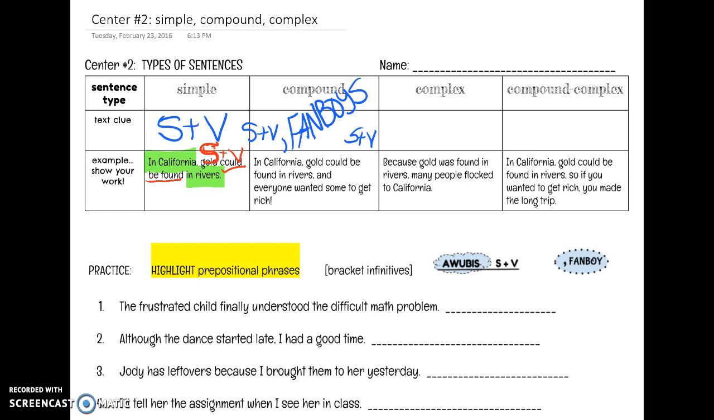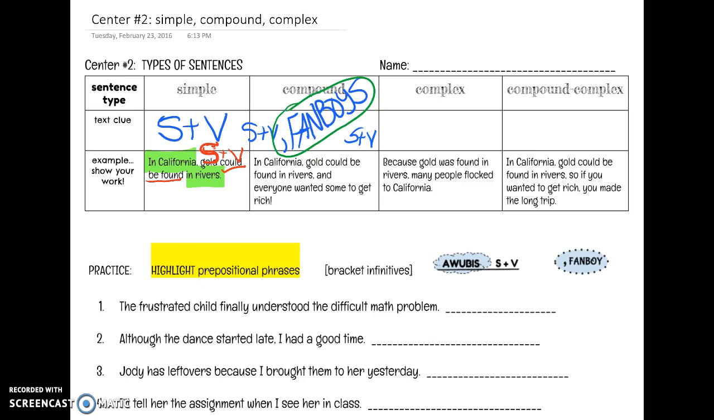And so what I'm going to ask you to do when you see a comma fanboy is to circle it. That's your clue. And I'm having you do that because just because you see a comma fanboy doesn't mean it's a compound sentence. You have to look to see if there's a subject and a verb on both sides. So let's go back to our sentence. In California, gold could be found in rivers, and everyone wanted some to get rich.